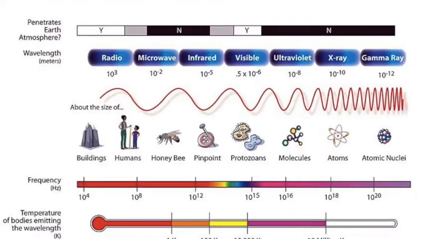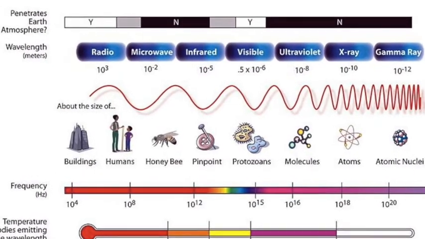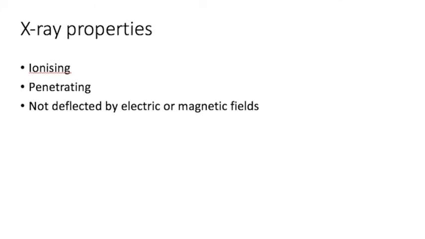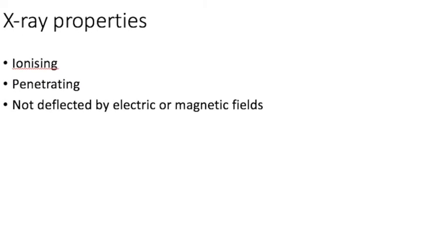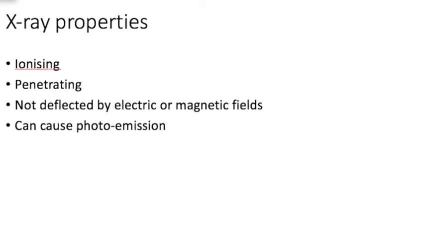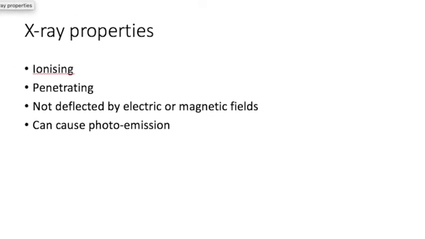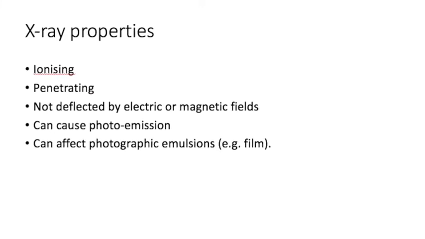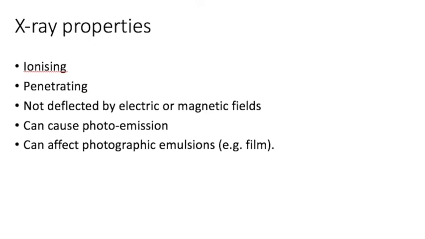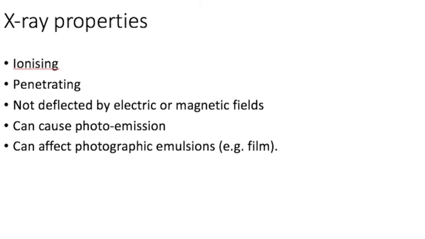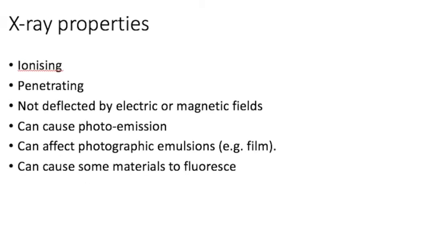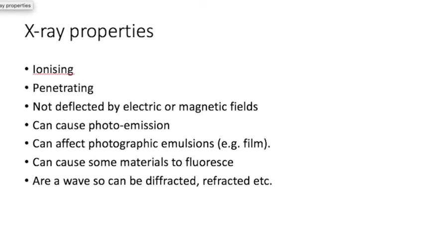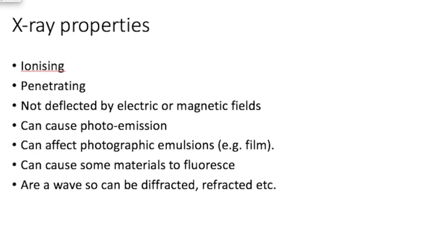Because they move as a wave, they're not a charged particle, so they don't experience any deflection when they go through a magnetic or electric field. If they hit a material that has a work function lower than their energy, they can cause photoemission. If they hit an emulsion, like a photographic emulsion, they can change it. That's why we're able to take an image of an X-ray. And if they hit some materials, they can make them fluoresce or give out energy. And finally, again, because they move as a wave, they have some of the properties of waves. They can be diffracted or refracted, that kind of stuff.